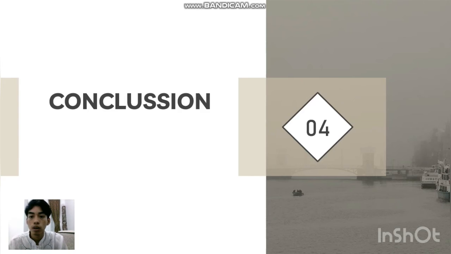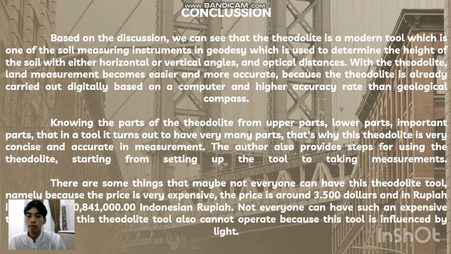Chapter 4: Conclusion. Based on the discussion, we can see that the theodolite is a modern tool, one of the soil measuring instruments in geology, which is used to determine the height of the soil with either horizontal or vertical angles and optical distance. With the theodolite, land measurement becomes easier and more accurate because the theodolite is carried out digitally based on computer and has a higher accuracy rate than the geological compass.